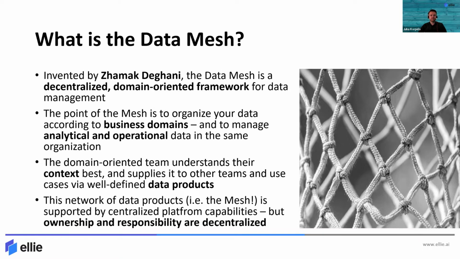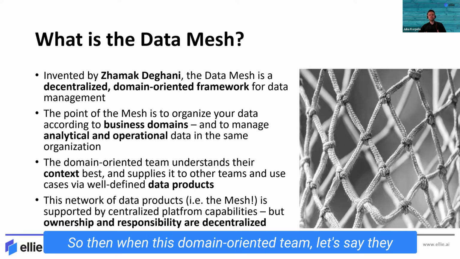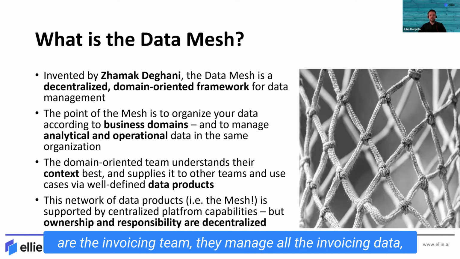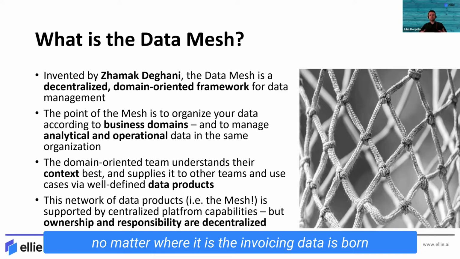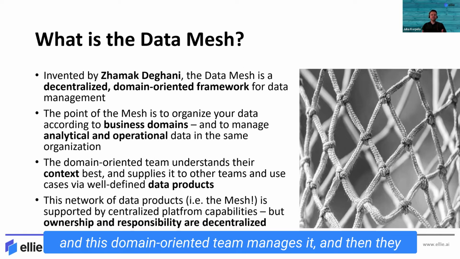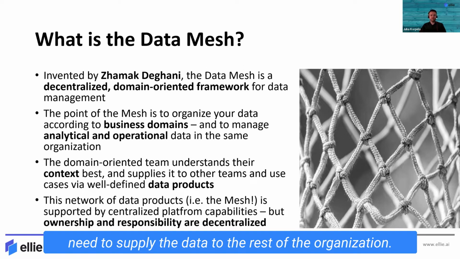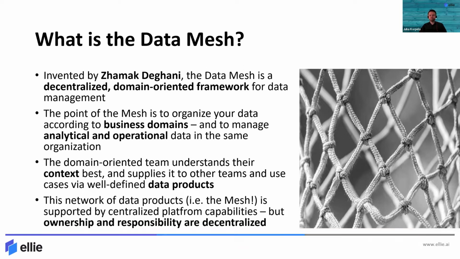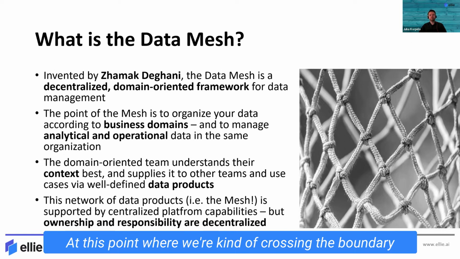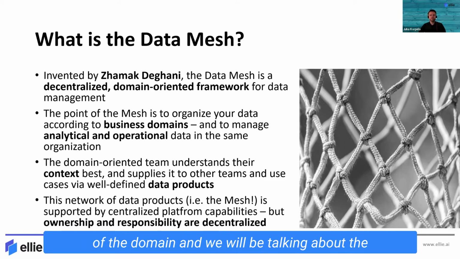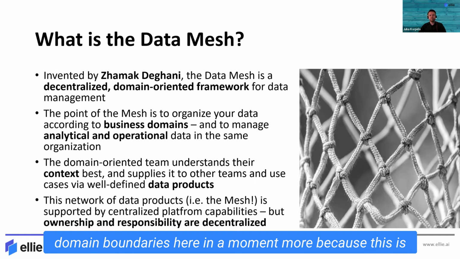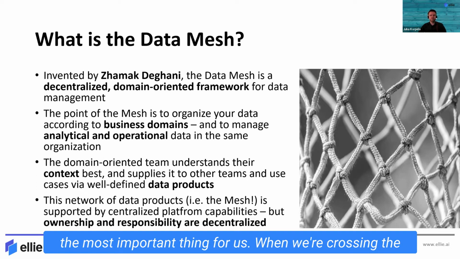So then when this domain-oriented team, let's say they are the invoicing team, they manage all the invoicing data, no matter where it is. The invoicing data is born and this domain-oriented team manages it. And then they need to supply the data to the rest of the organization. At this point we're crossing the boundary of the domain, and we will be talking about domain boundaries in a moment more, because this is the most important thing for us.